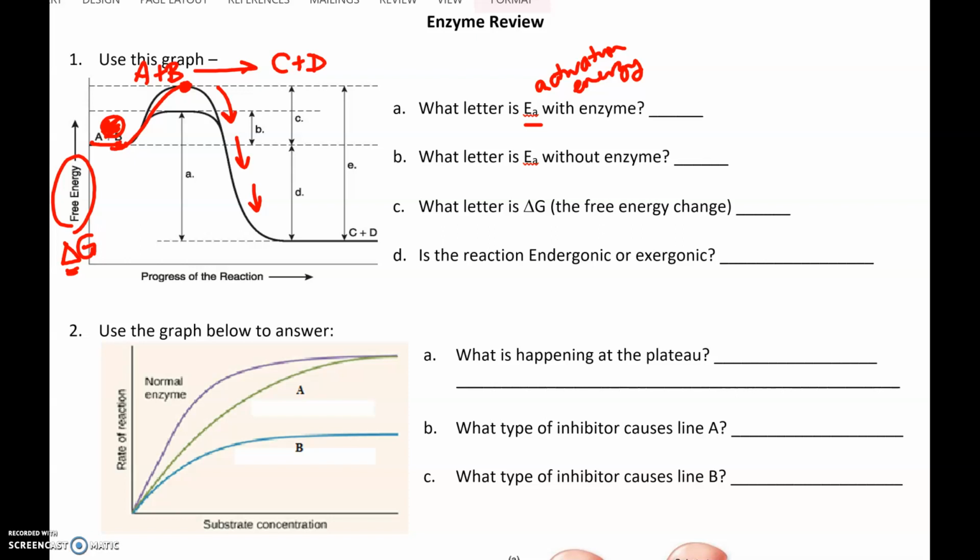And what enzymes do is they lower that. So with the enzyme, EA is this smaller hump. I only have to push the rock this high to get the reaction going. And by lowering EA, or activation energy, reactions can happen more easily at lower temperatures in living things. So activation energy, think of it as this hump. So with the enzyme is going to be B, the lower line, and without the enzyme is C, the higher line. Now, delta G, that's the change in free energy.